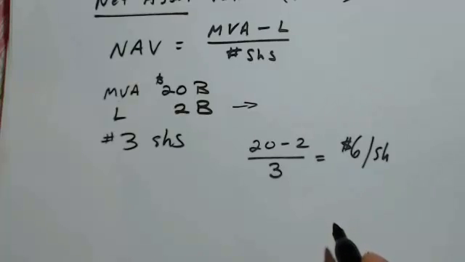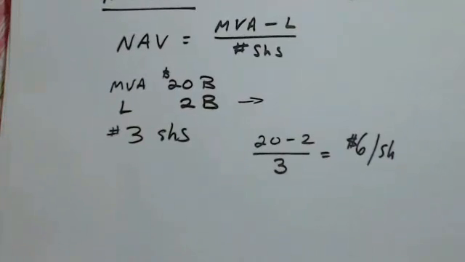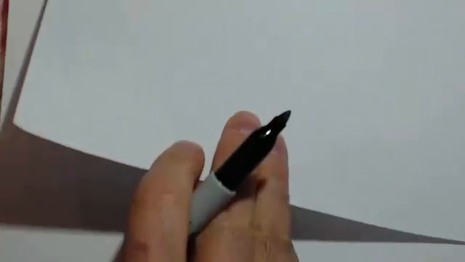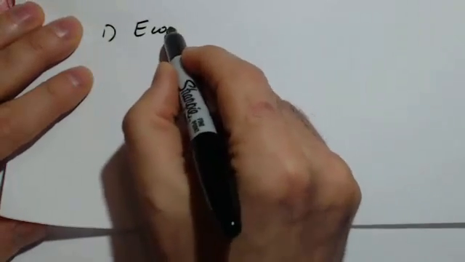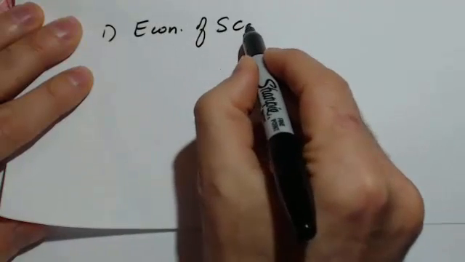Okay, now let's talk about the motivation for investment companies, now that we know a little bit about them. There's a couple of reasons for investment companies. The first one happens to be economies of scale.